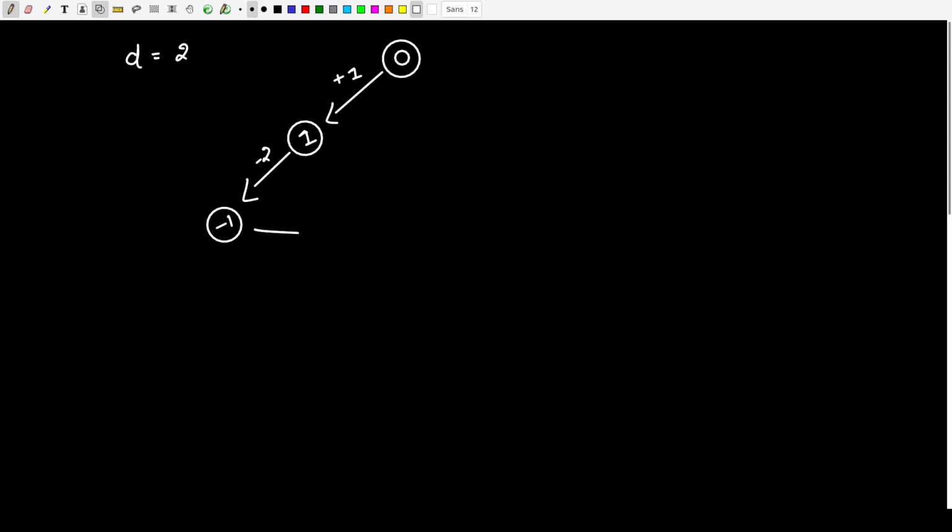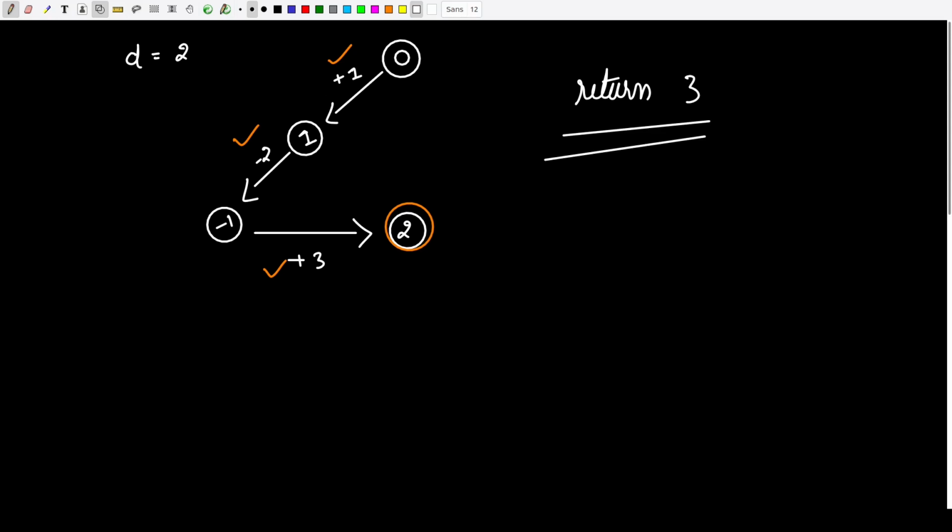And the third step which we took is +3. And once we took +3, this becomes equal to 2, and we reach our destination. So this is the destination which we wanted to reach. So the number of steps which we took is basically 1, 2, and 3. So in this case, we are going to return 3. So that's about the problem statement, folks.